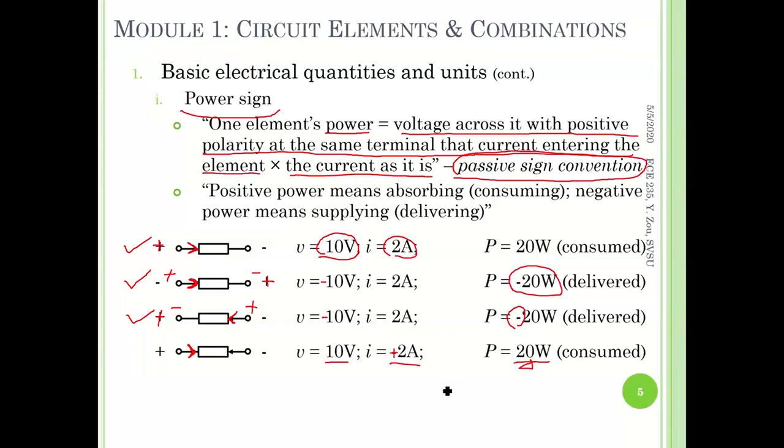So again, as I said, we can either flip the polarity of the voltage and give a negative sign to the given voltage value, or we can flip the current direction and give a negative sign to the given current value. Same thing. But don't do both.